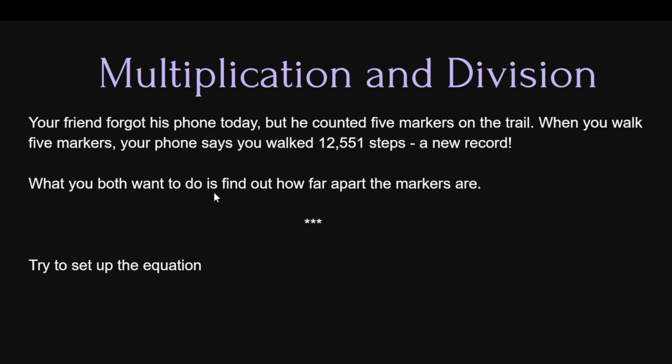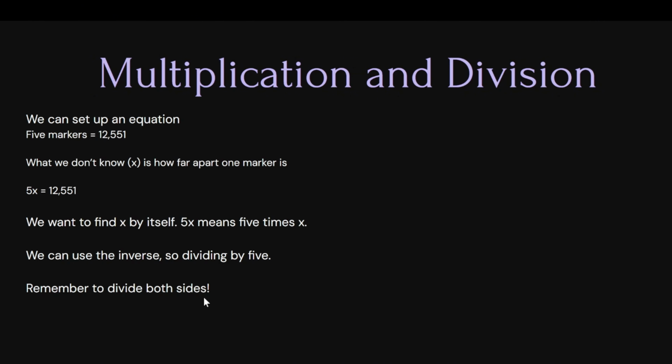So what you both want to do, because you're curious, is figure out how much 1 marker is. So you want to see how far apart the markers are. See if you can set up an equation to solve that. The way that we do it is that we say 5 markers equals that, and what we don't know is 1 marker, right? So that's going to be our x. So we're going to say 5 times x, 5 times 1 marker is that many. And once again, we want to find x by itself because we're looking for 1 marker.